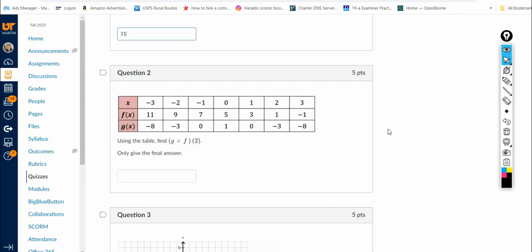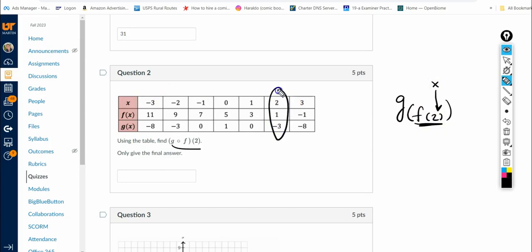Okay, now on the next one, we want g composed with f evaluated at 2. So it's going to be the first one evaluated at the second one. And I need to find that first. So my x value is 2. So I come up here on x until I find x equals 2. That's going to be the column. And the function is f.